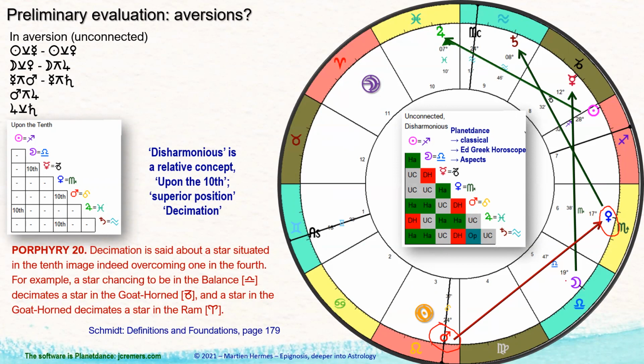So you can see another one here, the Moon is in superior position to Mercury, because the Moon is in the 10th place relative to Mercury here. And we have Venus again, Venus being in superior position to Saturn, because Venus is in the 10th place relative to Saturn. And then we have, of course, our other fine example. We have the Sun, it's in the 10th place relative to Jupiter. So these are all pretty good indications.